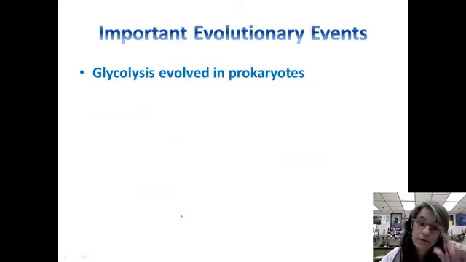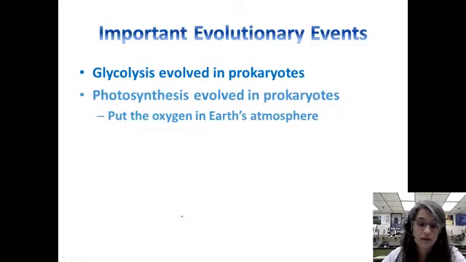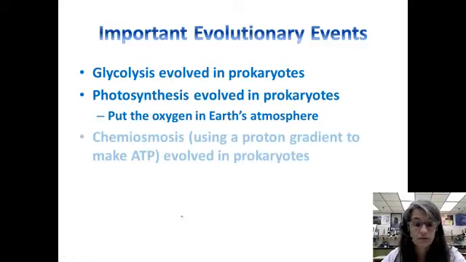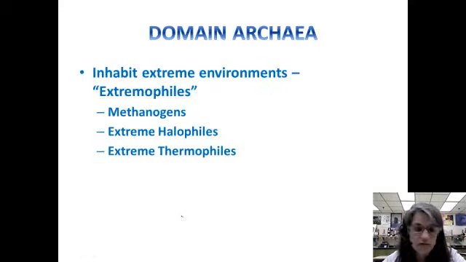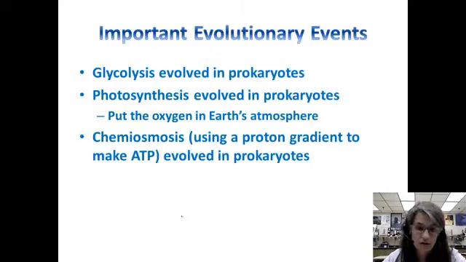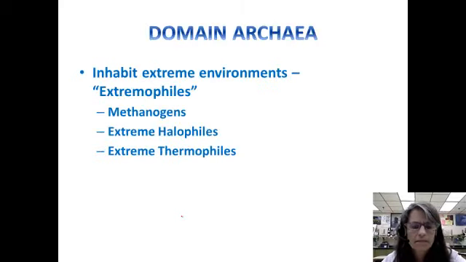Some important evolutionary events around prokaryotes, really important for all of us. Glycolysis, the first part of the cell respiration biochemical pathway, evolved in prokaryotes. Photosynthesis evolved in prokaryotes. Chemiosmosis, the whole ATP synthase idea, using a proton gradient to make ATP, evolved in prokaryotes. Hugely important, major watershed evolutionary events for life on Earth all happened within prokaryotes first.